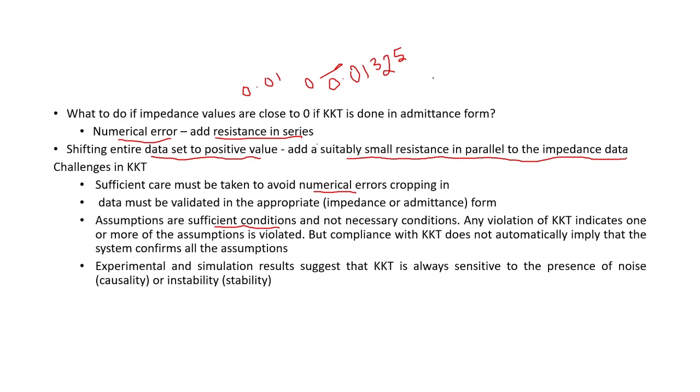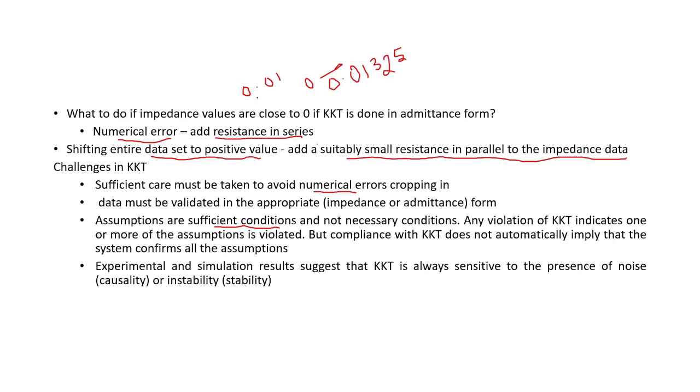In these cases, instead of going for admittance mode, it is better to add a small resistance in series, so that these small values can be shifted to a larger value, so that this numerical error can be avoided. That's why we are adding it in series.